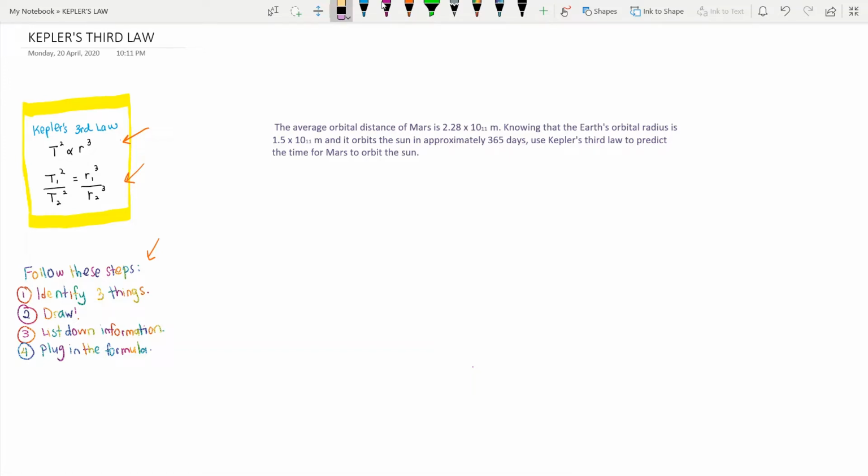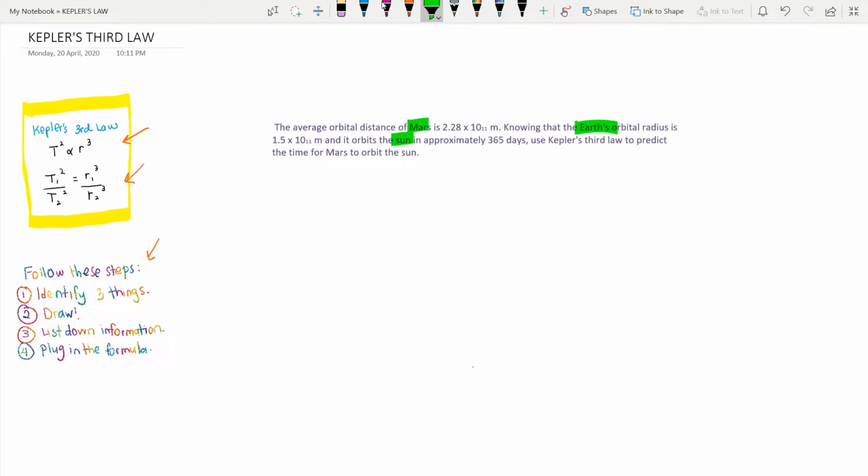The average orbital distance of Mars is such, knowing that the Earth's orbital radius is such and it orbits the Sun in approximately such days, use Kepler's third law to predict the time for Mars to orbit the Sun. Okay, so lepas kita baca, kita dah kenal pasti the three things. The center in this case would be the Sun. Okay, two planets that are orbiting the center would be the Mars and the Earth.